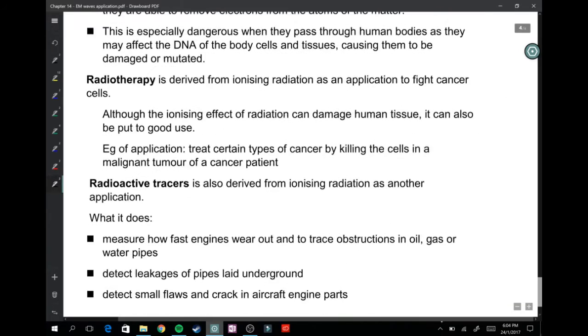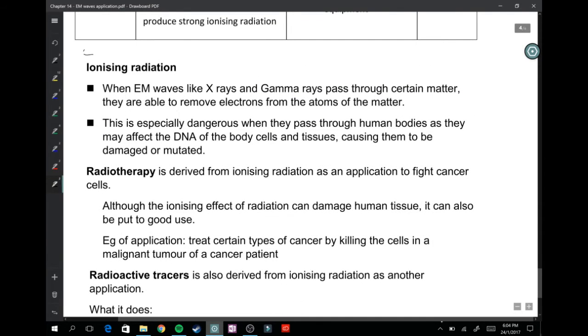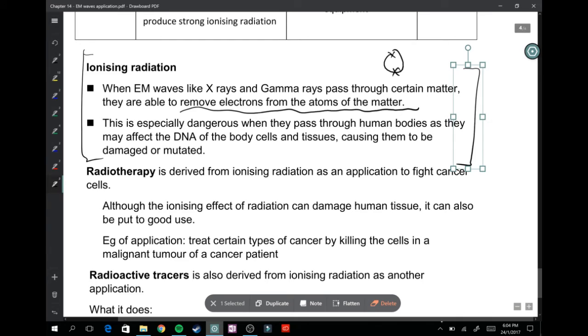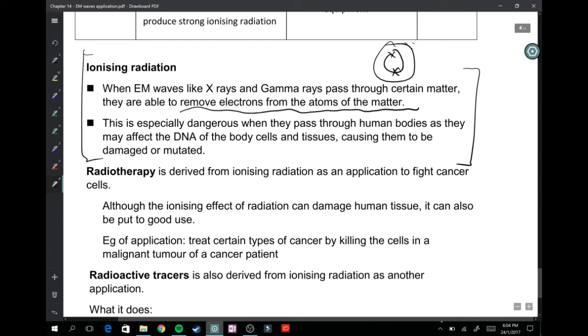Now when I talk about ionizing, this is what I mean: they are able to remove electrons from the atoms of the matter. If you have drawn your diagram properly in the waves, I already went through this. Remember the shell, and ionizing is when an electron goes out of this shell and in the process produces some form of light energy. Now it also affects the DNA by mutating it.